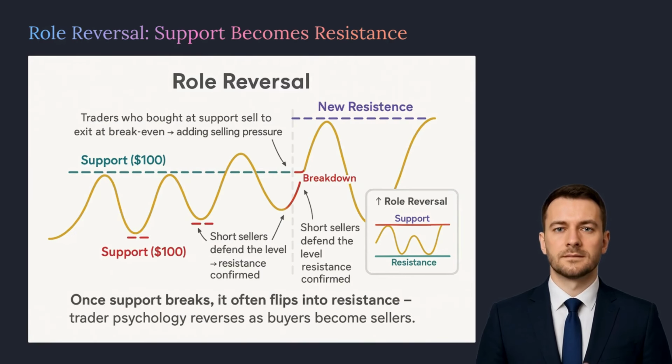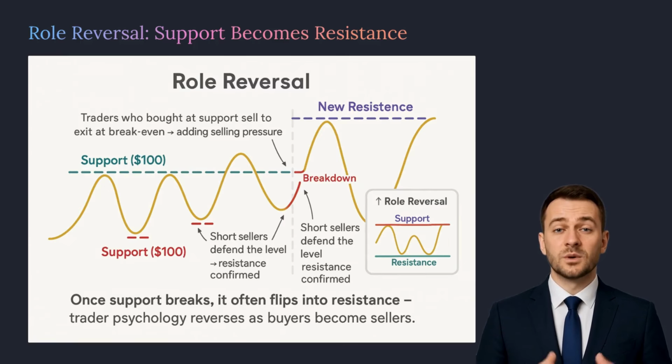Role reversal. A noteworthy phenomenon in price action is that once a support level is broken, it can turn into a future resistance level, and vice versa. This happens because traders' psychology flips. A price floor that fails becomes a ceiling as traders who bought at support exit at break-even, adding selling pressure, and those who shorted the breakdown defend that level.